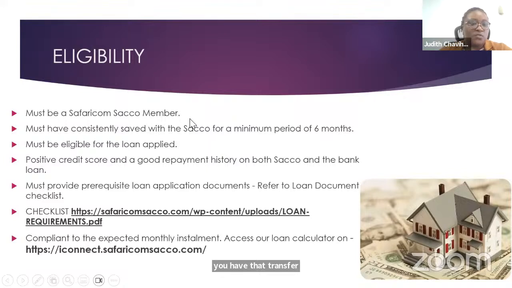So one has to be a member. First, you need to be a member to be able to enjoy our mortgage products. So as you bring in your friends and relatives, kindly advise them to become members so that they can be able to enjoy the mortgage products that we offer.